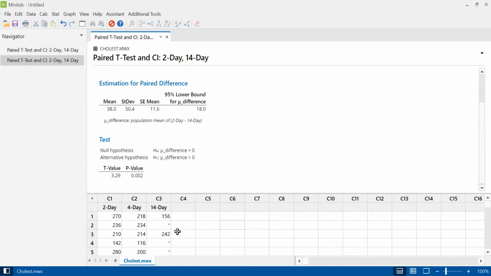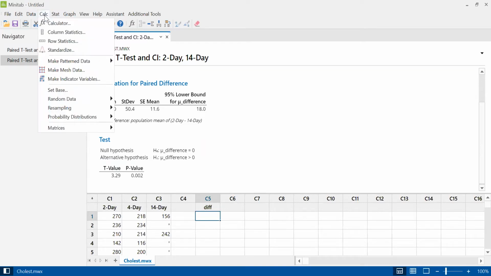I don't have a difference column, right? And yes, Minitab did this testing process on the difference. It just does it in the background. It doesn't actually give me a column. So I need to have a new column, and maybe I'll just put difference here. And I need to have the differences here. I want to keep my order of subtraction the same, meaning it's 2 minus 14, right? Day 2 minus day 14. So I'm going to go up here. I'm going to click on Calc.